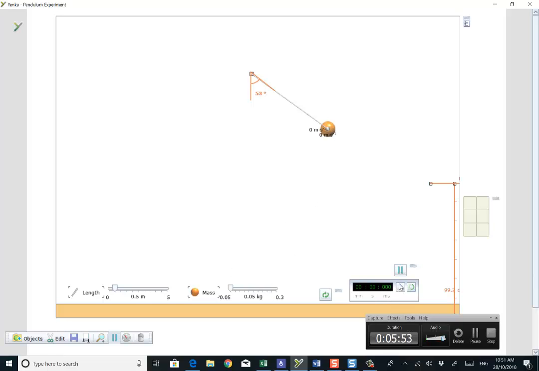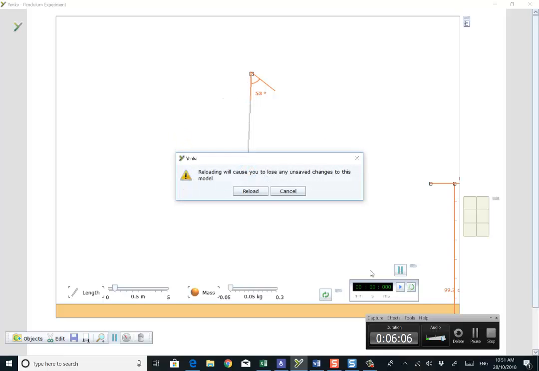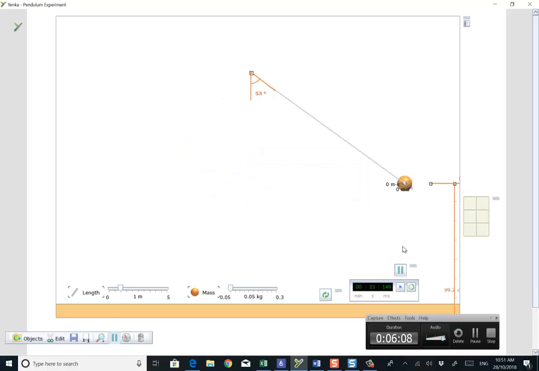So here we go. Start the pendulum swinging, and I'm going to try and time that from the top. And I'll just reset that again because I didn't quite get that, and reset our experiment. And it's resetting back to the saved version.